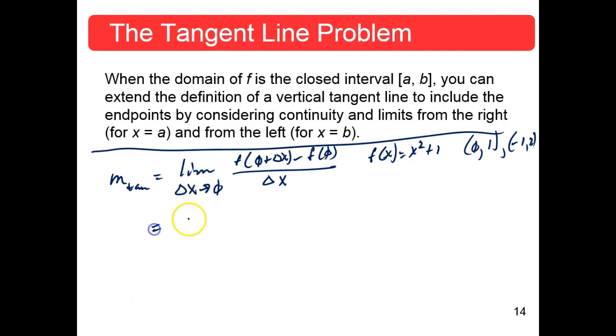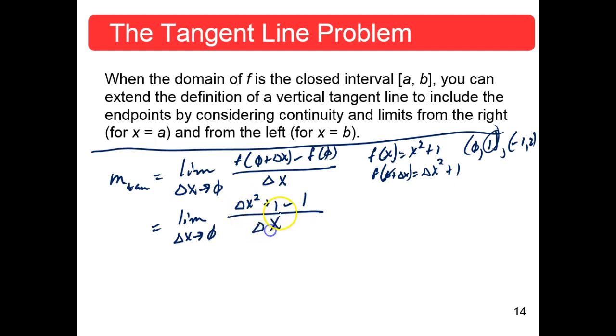Okay. So this will be the limit as delta x is approaching 0 of, what's your f of 0 plus delta x? That was just delta x, so that would be delta x squared plus 1, right? Yeah, we've run out of time. So this will be delta x squared plus 1 minus, and what's alpha of 0? 1. Okay? And this is divided by delta x.